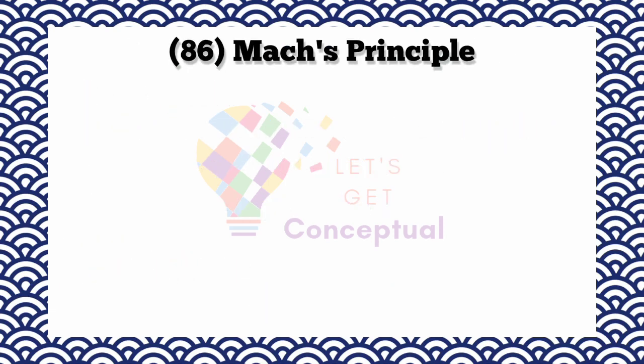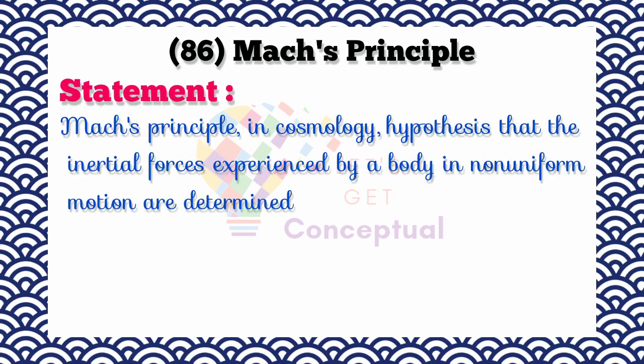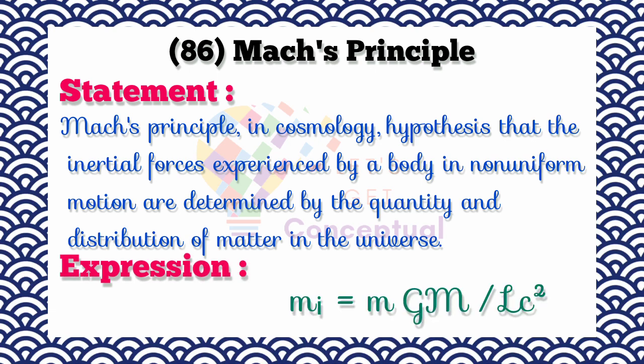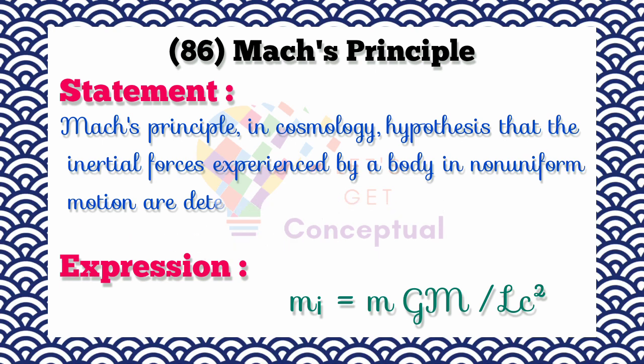Number 86. Mach's principle. Statement: Mach's principle is a cosmology hypothesis that the inertial forces experienced by a body in non-uniform motion are determined by the quantity and distribution of matter in the universe. Expression: Mi is equal to mgm divided by Lc square.